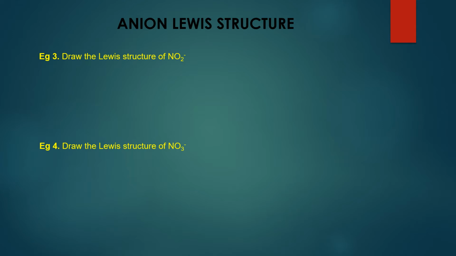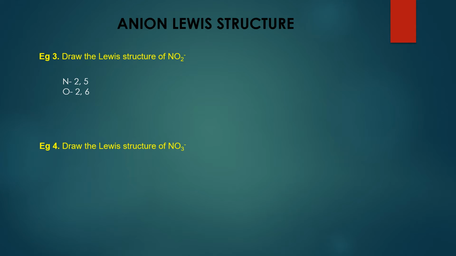Now, when we are drawing the Lewis structure of an anion or a molecule, the first thing we must do is to note the electron configuration of the atoms and then focus on the valence electrons only. So example number 3, draw the Lewis structure of a nitrite ion, NO2 minus.